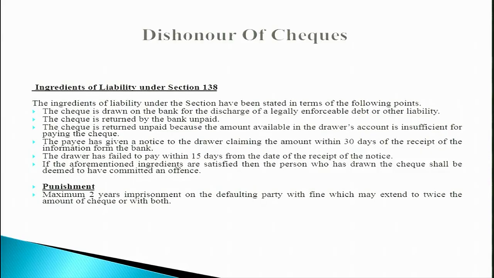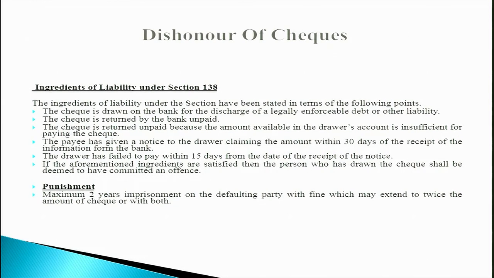The check is returned by the bank unpaid. The check is returned unpaid because the amount available in the drawer's account is insufficient for paying the check. The payee has given a notice to the drawer claiming the amount within 30 days of the receipt of the information from the bank. So, you have to give a 30 days notice to that person that I have received this check unpaid and I am issuing a legal notice to you that please give me my money back.